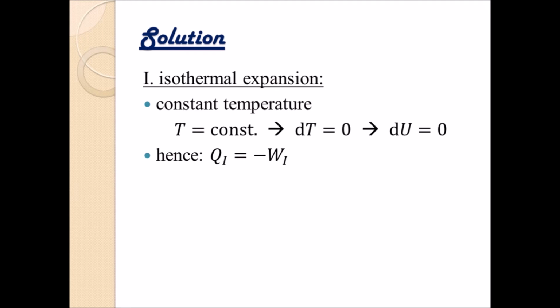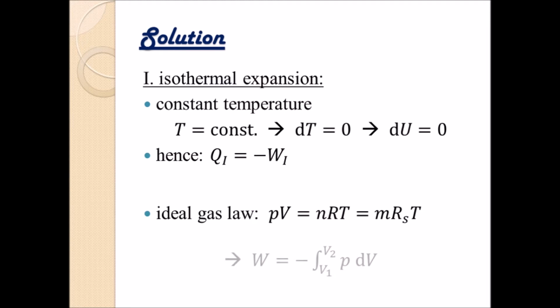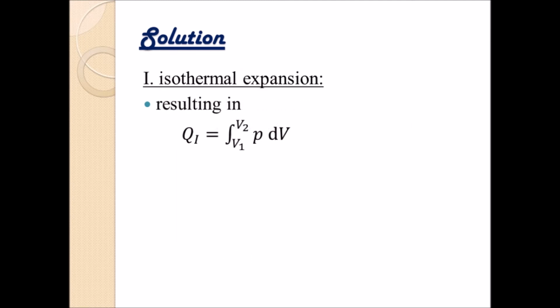Can we calculate this directly? Yes, we can. We only have to use the ideal gas law. That one we've seen before in the previous exercise. It states that pressure P multiplied with volume V equals nRT or m Rs T. And yes, the work done is always the integral over P dV. It's always defined negative, so it's minus integral from V1 to V2 P dV. And yes, then we can actually take the equation Q1 as minus W1 and substitute W1, which means that Q1 equals the integral from V1 to V2 over P dV.